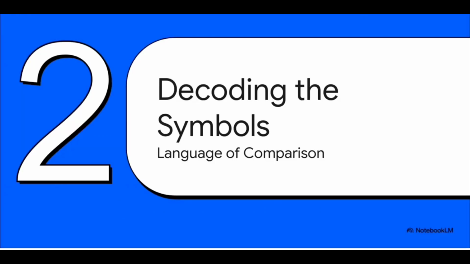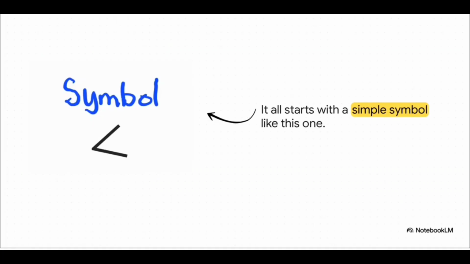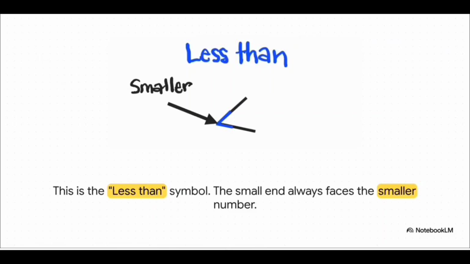All right, so now that we know what we're talking about, let's learn the actual language of comparison, the symbols that make this whole thing work. Believe it or not, it all starts with a super simple symbol. It kind of looks like a sideways letter V. But this little shape, it's way more powerful than it looks. This is the less than symbol, and I'm going to give you a fantastic trick so you never ever forget it. The small, pointy end of the symbol always points to the smaller number. It's a perfect little visual clue.